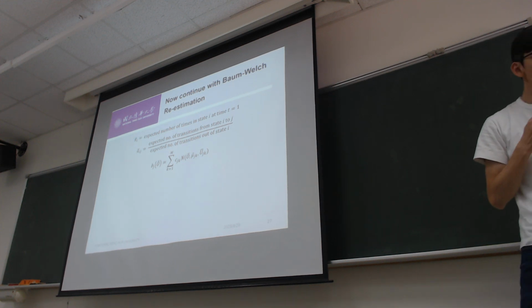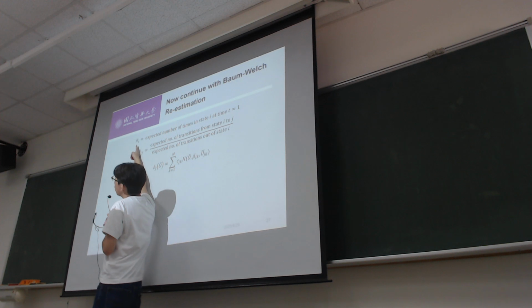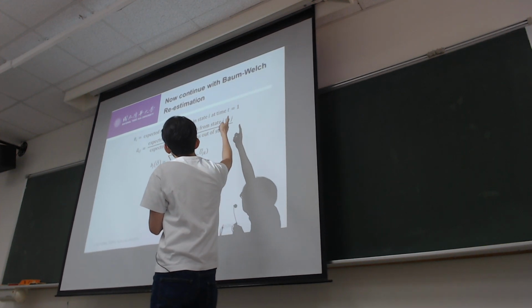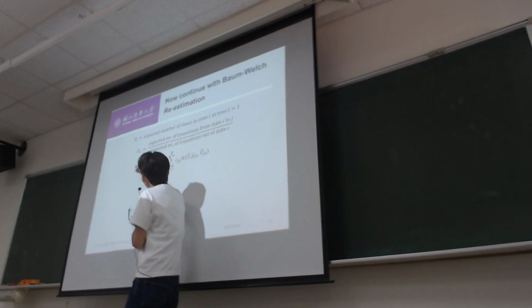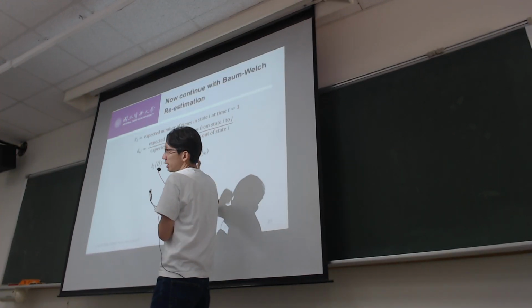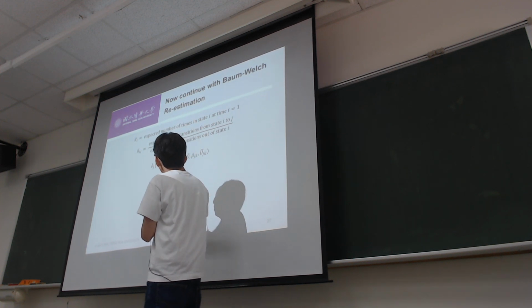Pi i is the parameter, and repeat. This is the parameter we want to estimate, and we use this particular method to estimate it. The expected number of times in state i at time t. Aij is the expected number of transitions from i to j divided by the expected number of transitions out of state i. That is what we call Aij.